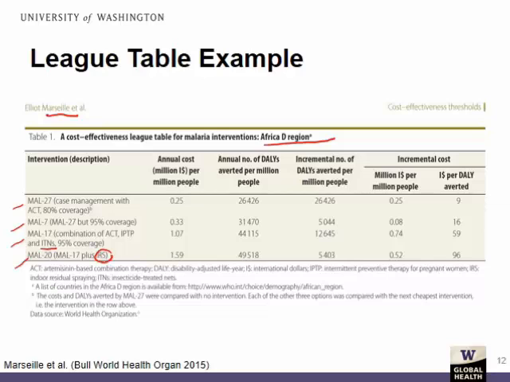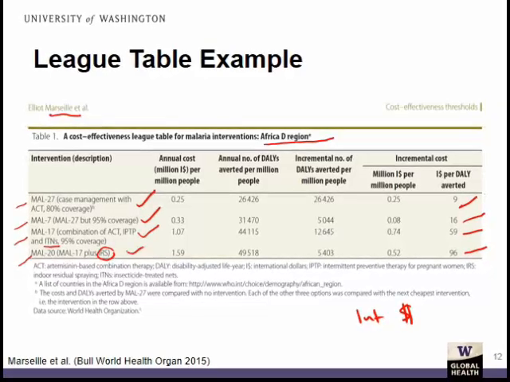So you can see that in terms of dollars per DALY averted, this first one had $9 per DALY averted, went up to 16 for the second one, 59 for the third one, and 96 for the fourth one. And this is in international dollars. And in week 3, we'll look at the concept of international dollars and how they compare to regular dollars. But suffice it to say that if you had a certain budget, you would essentially do this intervention first, and then if you still have money, do this one. If you still have money, do this one, and finally go to this one. So this is an example of a league table.